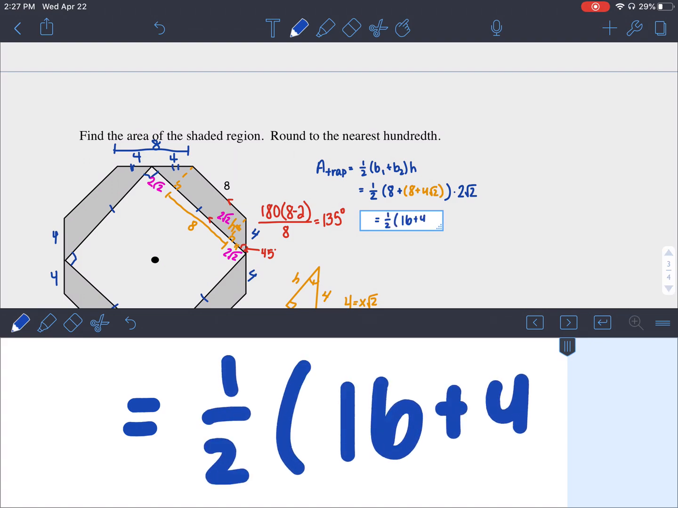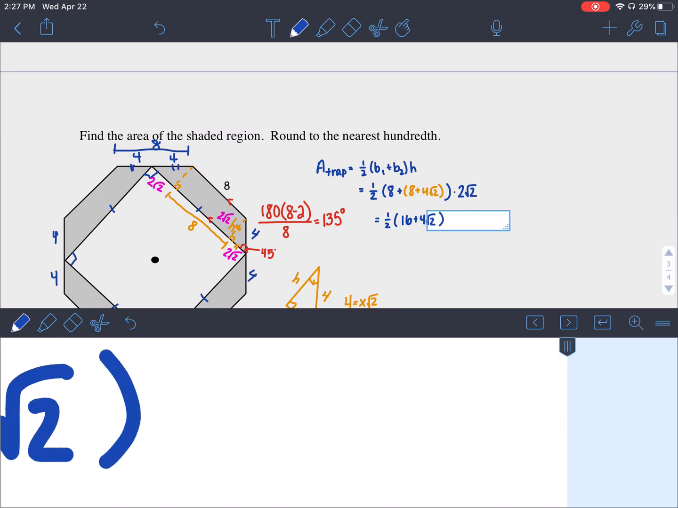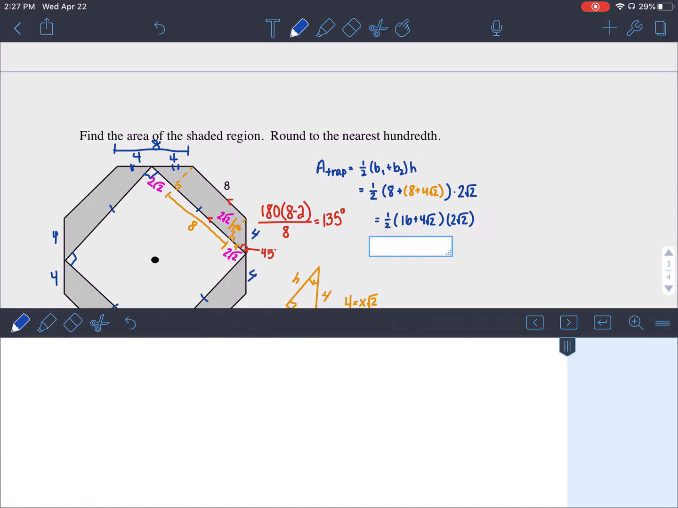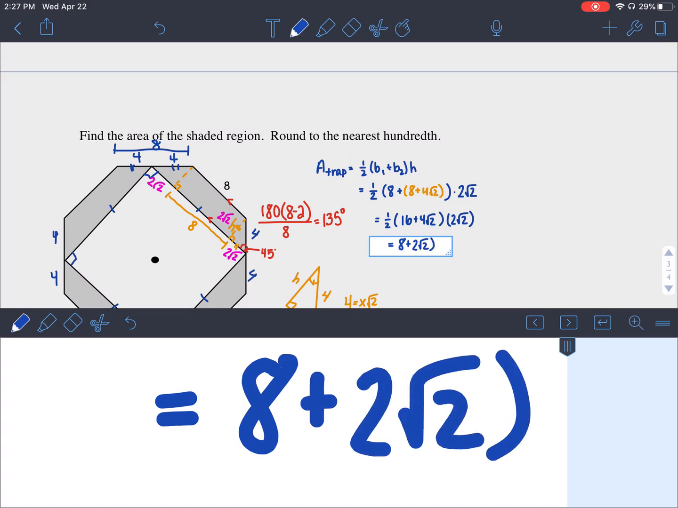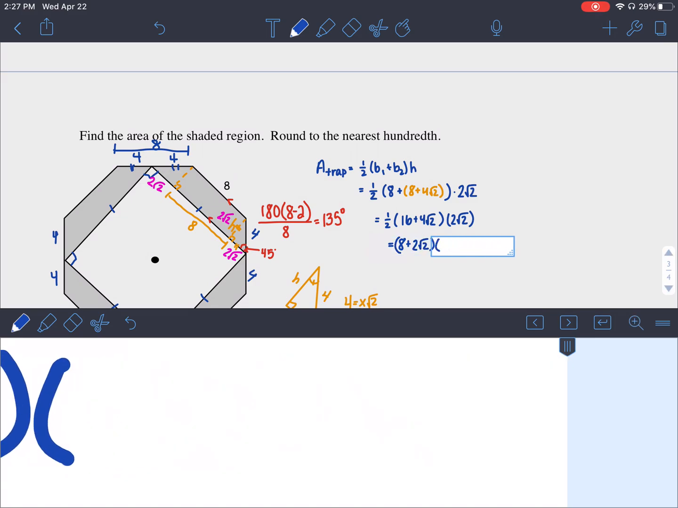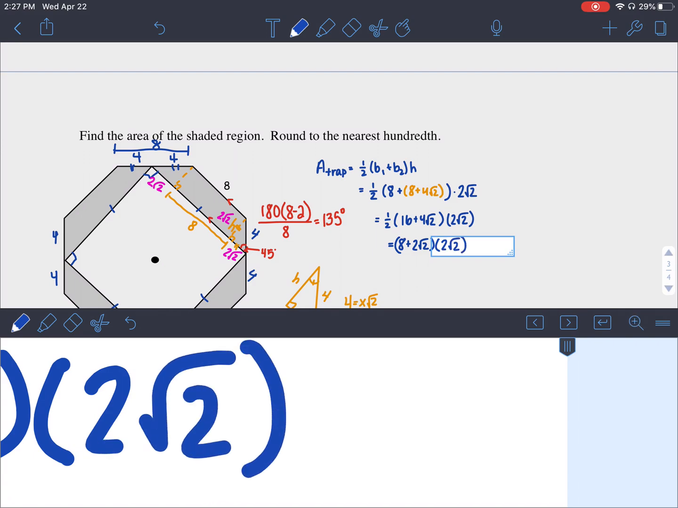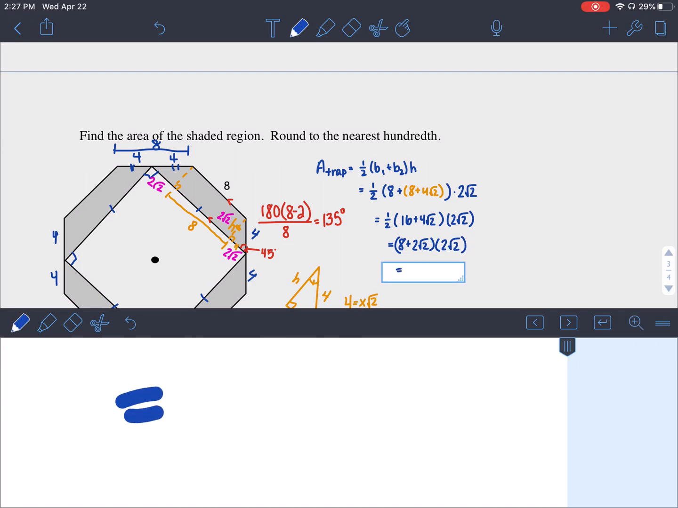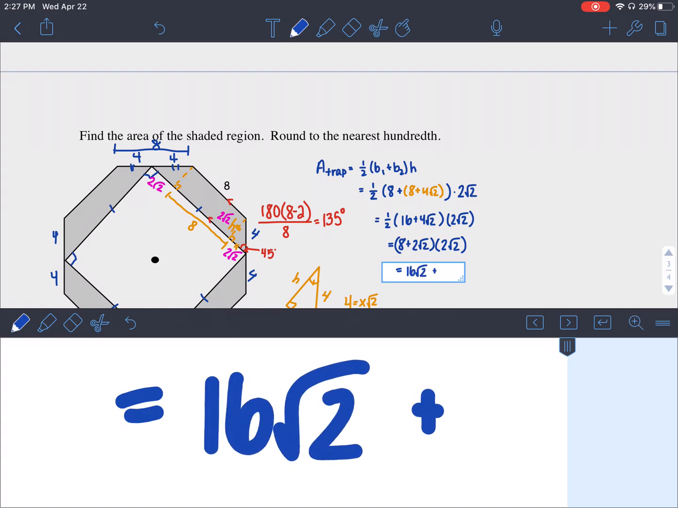So 1/2 times 16 plus 4 root 2 times 2 root 2 equals 8 plus 2 root 2 times 2 root 2. And then I'm just going to distribute those. So 16 root 2, and 2 root 2 times 2 root 2 is 4 times 2, which is 8. So I have that available for me. And that's only one trapezoid.